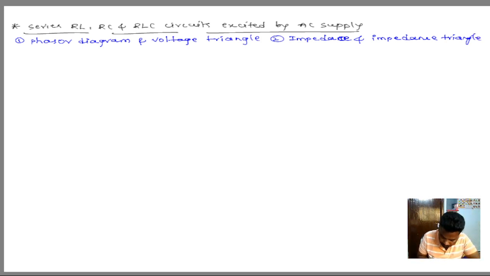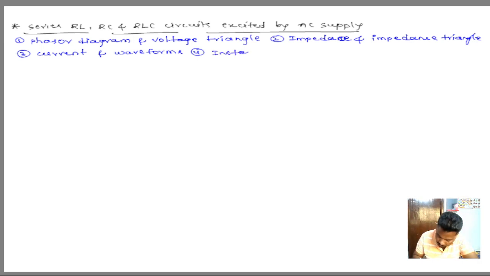And third, calculate current and draw the waveforms. Next, calculate instantaneous power and average power.